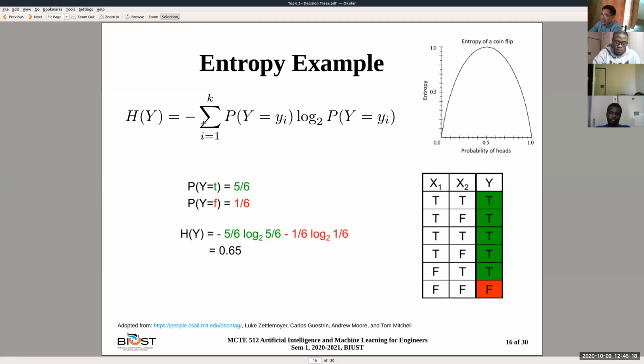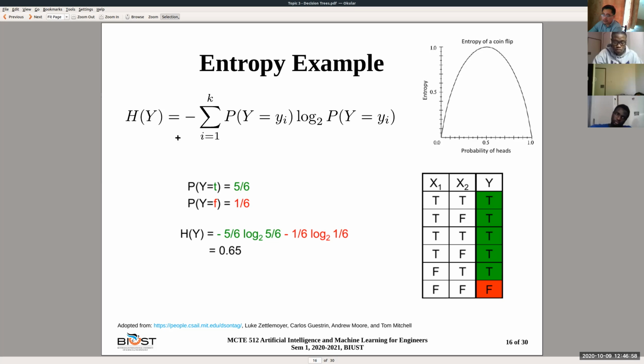And so now, this entropy equation, how do we apply it? Here you have y with two outputs, true and false. So what is the probability of y being true? How many true? 1, 2, 3, 4, 5. So 5 true out of 6. That is 5/6, that's the probability. And then being false is 1 out of 6. So that's the probability of y being false, 1/6.